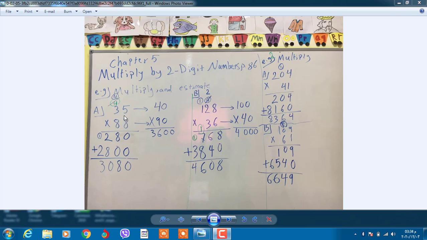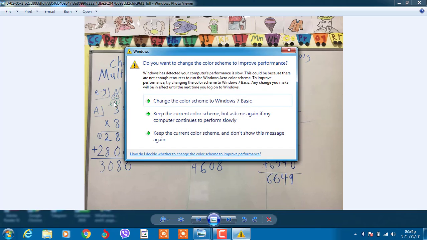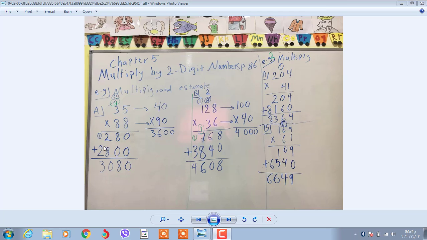And now we have the tens. In the tens place we also have 8. First we write down 0 because we have the tens place, and then 8 multiplied by 5 equals 40. Write down 0 and carry 4 to the next number. 8 multiplied by 3 equals 24, plus 4 equals 28. So we have 2800.